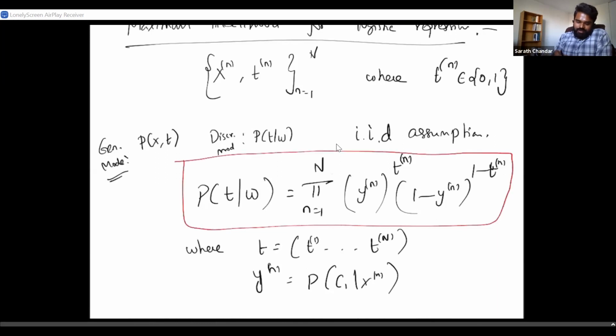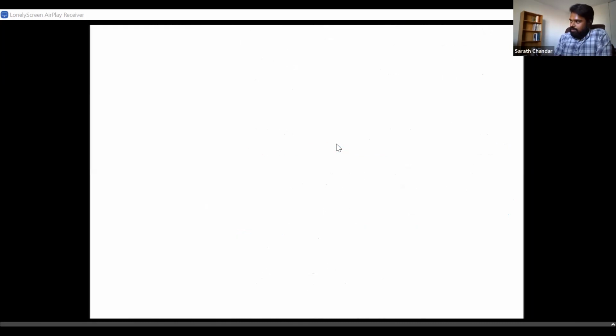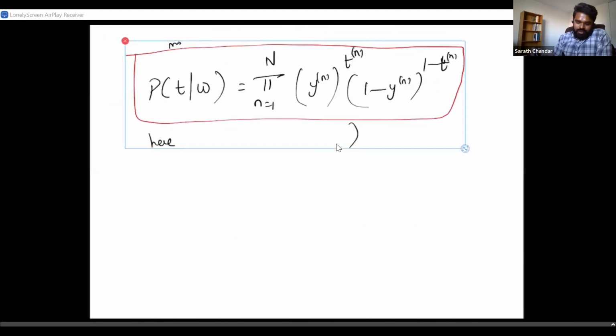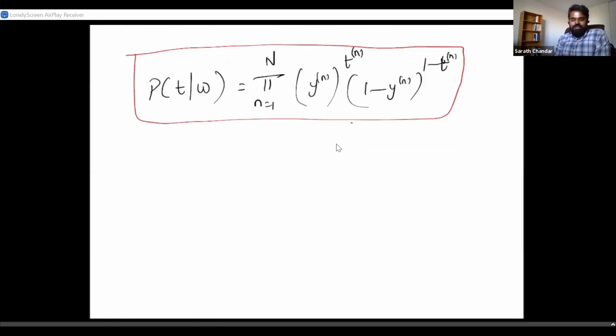Now we want to maximize this function. So let me cut this function and move it to the next page. Okay, now this is the function I want to maximize. It so happens that for this particular function, there is no closed form solution. When you don't have a closed form solution, we know what to do, right? We would go for gradient descent.